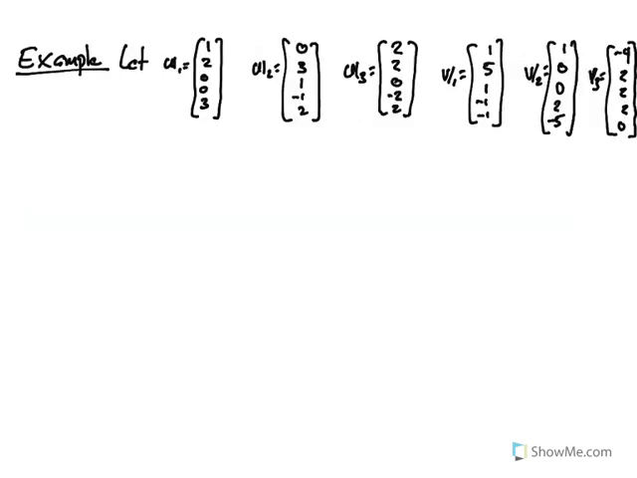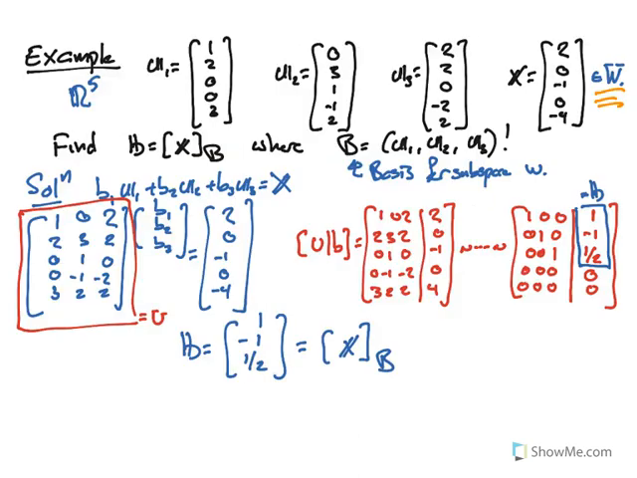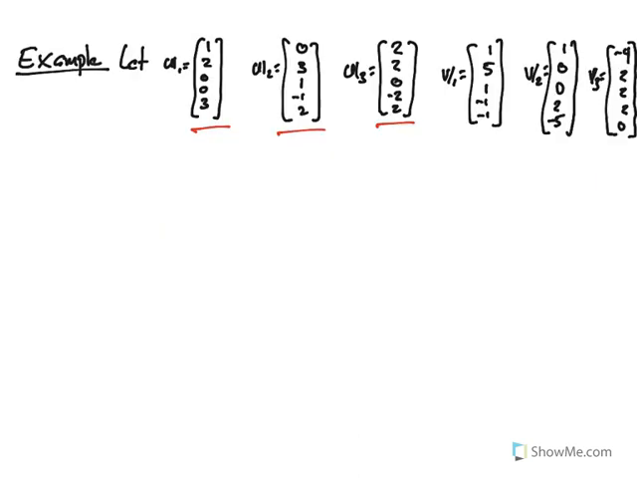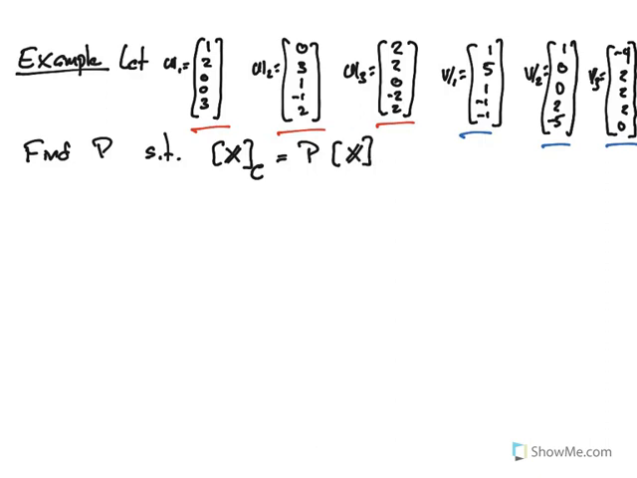And we'll continue with the same example as we did before. So we're given the same three vectors, U1, U2, and U3, as in our example here. And now we're given three new vectors, V1, V2, and V3. And our task is to find P such that the expansion of a vector x in the C basis is equal to P times the expansion in the B basis.